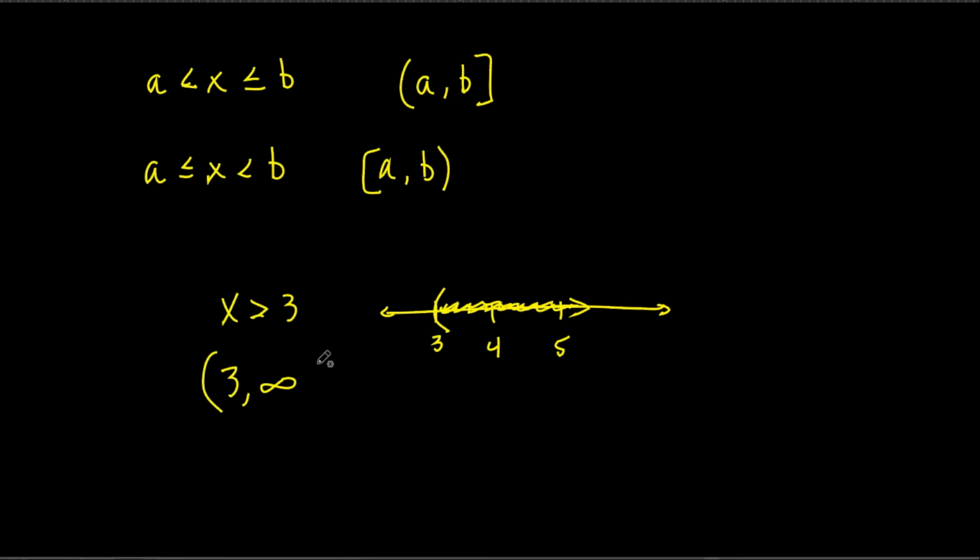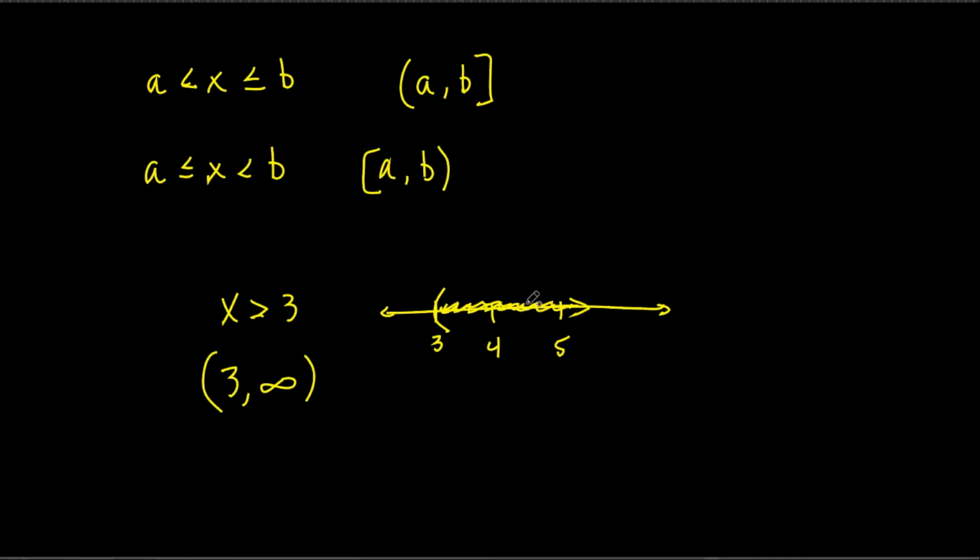What? It's open, right? Infinity is always going to be open because you can never get there. You can never arrive at infinity. You with me on that? So anytime you have an infinity, it's always going to be open. We got that? So that's how you would write this in interval notation form.